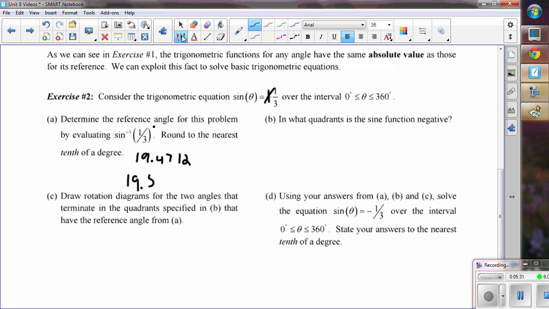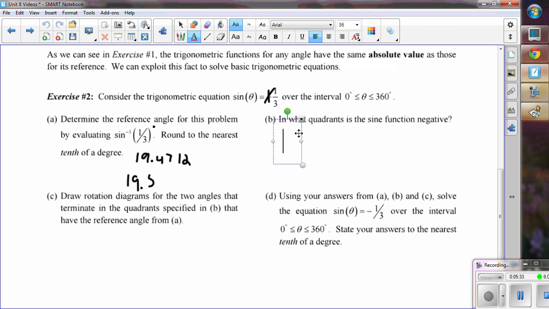So now the next thing you have to ask yourself is, in what quadrants is the sine function negative? That is going to be in quadrants 3 and 4, based on our previous video and our knowledge that y is negative in quadrants 3 and 4.